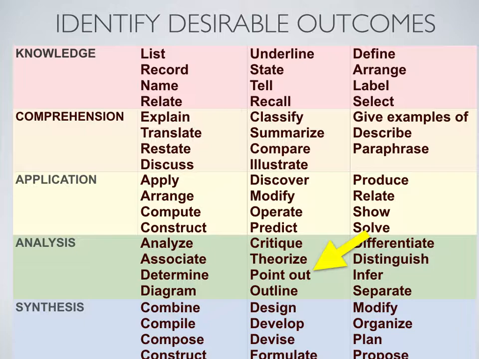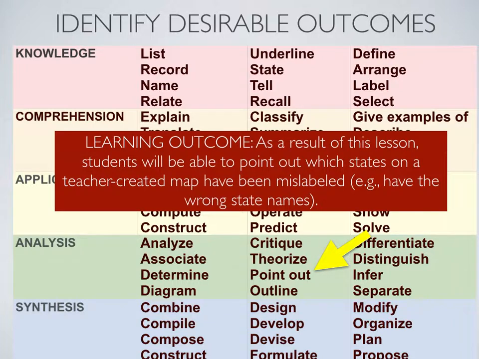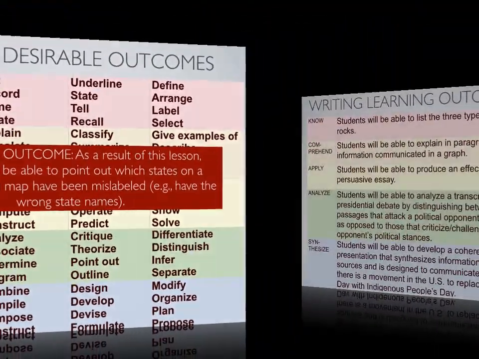As another example, consider point out under analysis. I could say that as a result of this lesson, students will be able to point out which states on the map that I've created are mislabeled. However, that does not require analysis. It simply requires students to know which states are which on a map. It's a knowledge-based outcome.